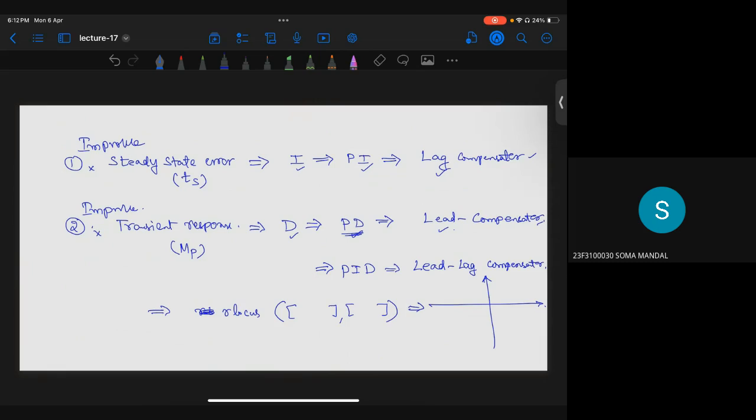One advantage is that if you use this command, it will directly give you the root locus plot. You don't need to follow all those steps. Once you see the root locus plot, you can judge whether the system is stable or not as k is tending from 0 to infinity. Then you can see that example.